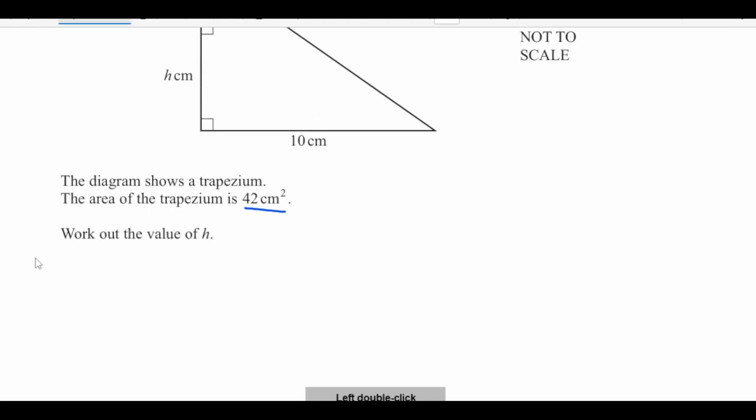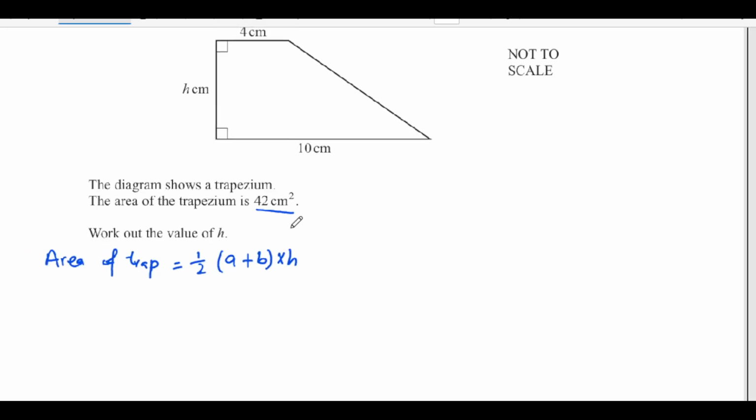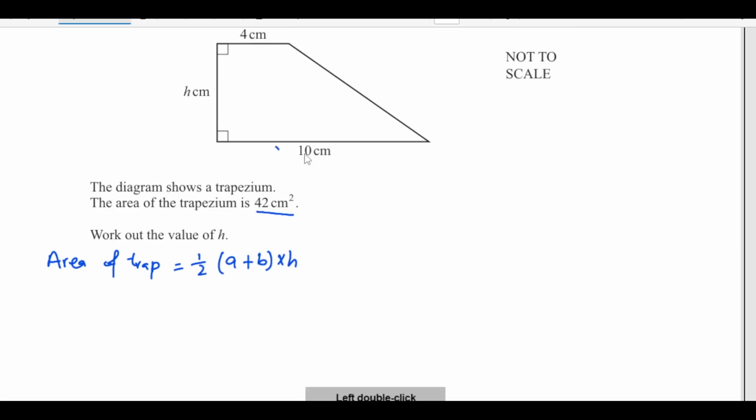Now first we will write the formula. Formula of area of trapezium is half a plus b times h. A is the parallel side. So you can see the parallel sides that we have here are 10 and 4. So this is our A and this is our B, right, and h is here, and this area is equal to 42 centimeters squared. This is given to us over here.